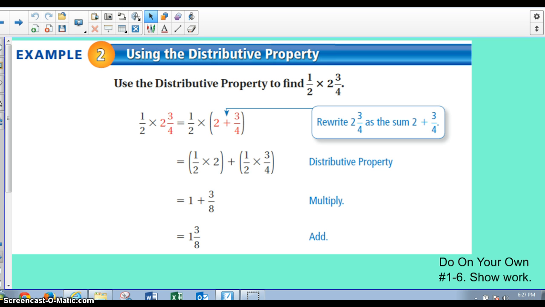All right, let's use the distributive property. And you're going to use it to find 1/2 times 2 3/4. So here's the problem. It looks like this: 1/2 times 2 plus 3/4. They broke this 2 3/4 apart. So it's 2 plus 3/4 gives you the 2 3/4. Now they broke it apart even further. 1/2 times 2, right here, plus 1/2 times 3/4. Here you will get 1, and here you get 3/8. Your answer, 1 3/8. Now you give it a try for numbers 1 through 6 and show your work.